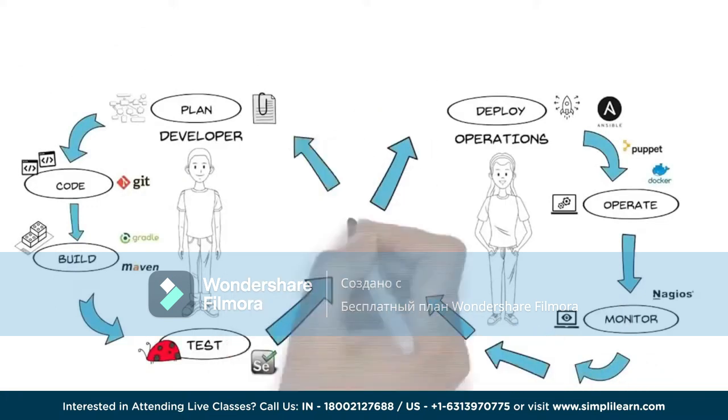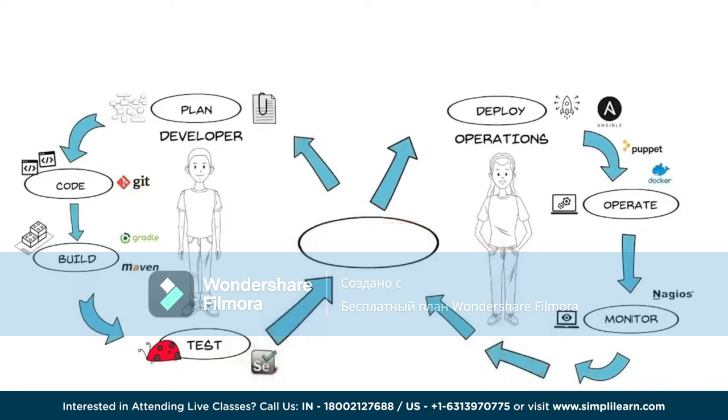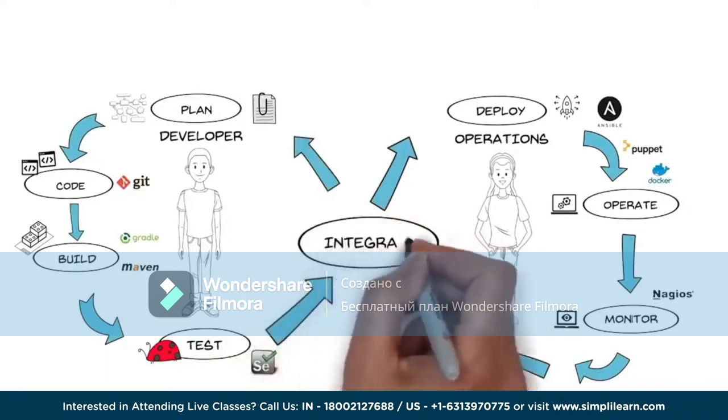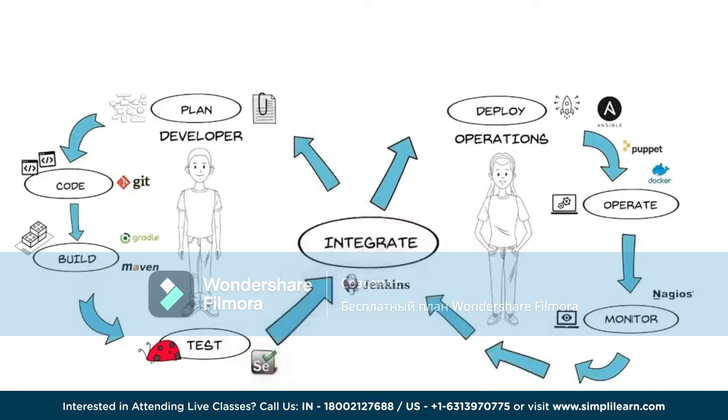And finally, we have the core of the DevOps lifecycle, the integration stage. Tools such as Jenkins is responsible for sending the code for build and test. If the code passes the tests, it's further sent for deployment. This is called continuous integration.